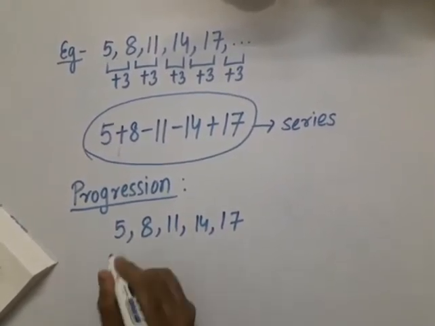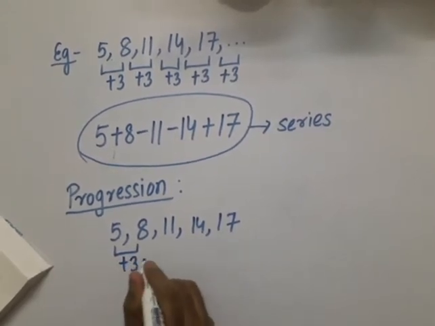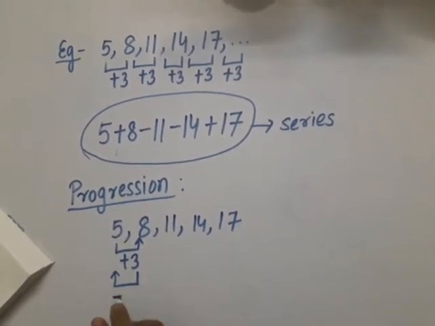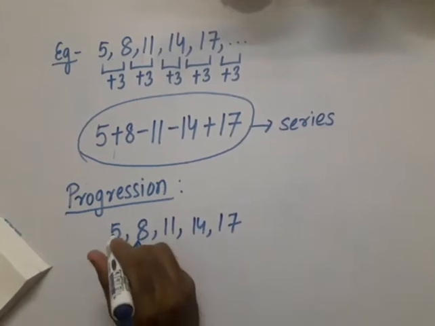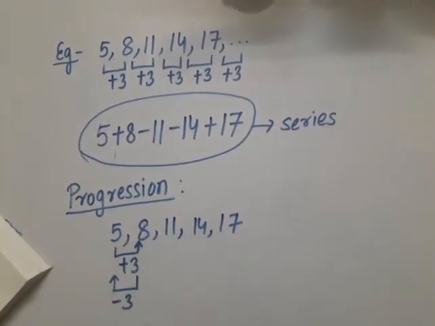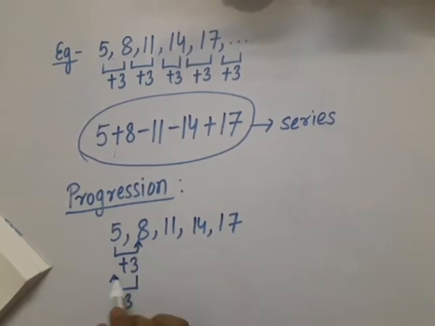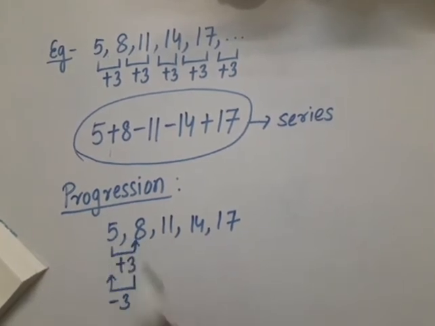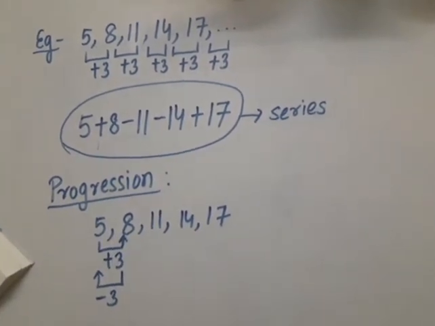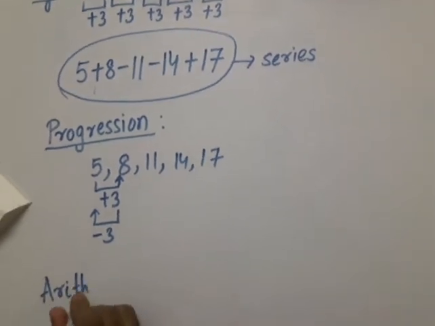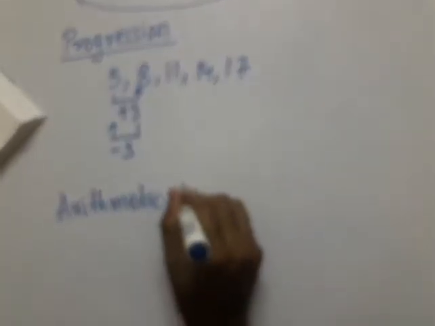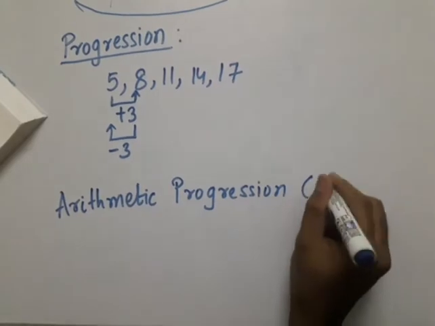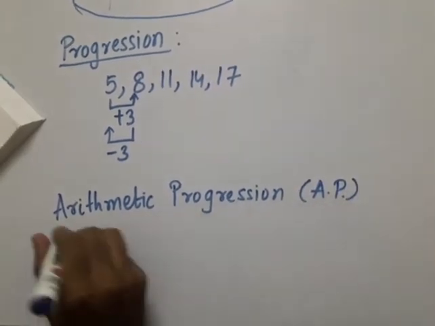Okay, that means 5 is related to 8 by plus 3, and here let me make an arrow, and here 8 is related to 5 by minus 3. Okay, if we add 3 to 5, we will get 8, and if we subtract 3 from 8, we will get 5. That means the predecessor and the successor are interlinked with among themselves. Okay, now let's come to our topic, arithmetic progression, or the short abbreviated form is AP.